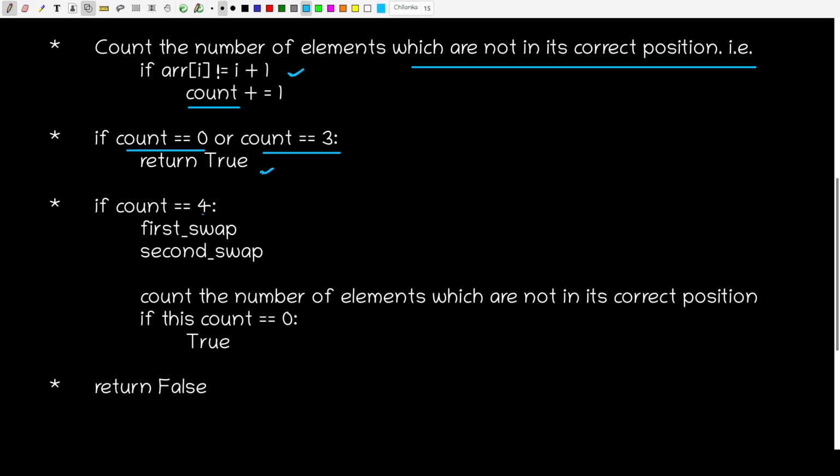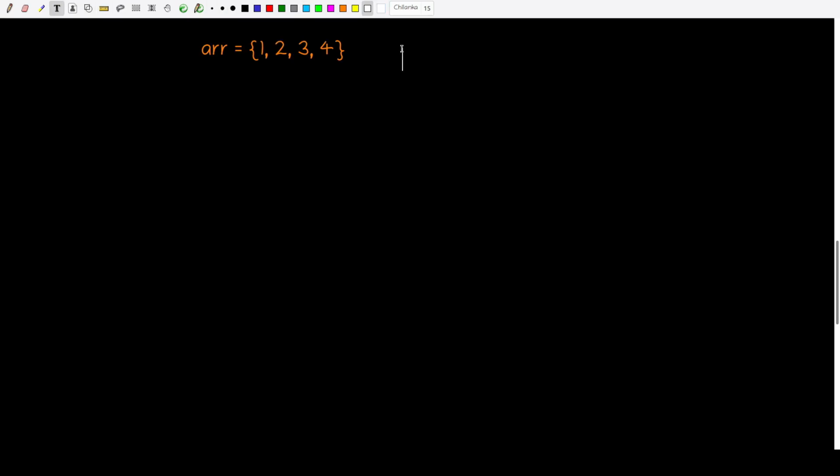Otherwise, if count is equal to 4, so if the number of elements which are not at their correct position is equal to 4, then we are going to perform 2 swap operations, and after that we are going to again count the number of elements which are not at their correct position. If this time the count is equal to 0, that simply means by using the first and second swap we were able to sort the array, because of which we are returning true. And if none of these conditions are satisfied, then we are going to return false. So that's the general idea behind solving this problem, folks. Now let us take some examples in order to understand it completely.